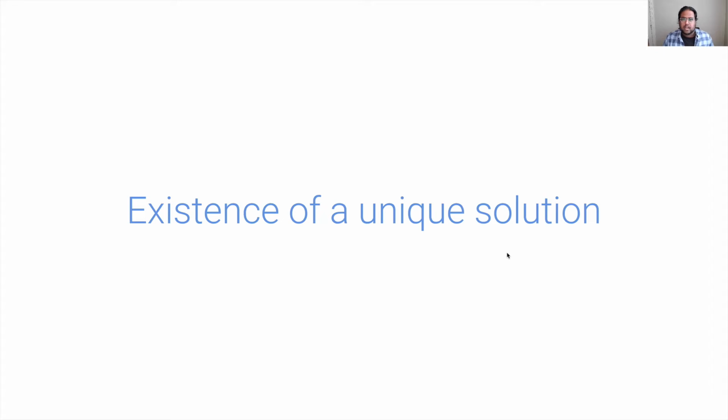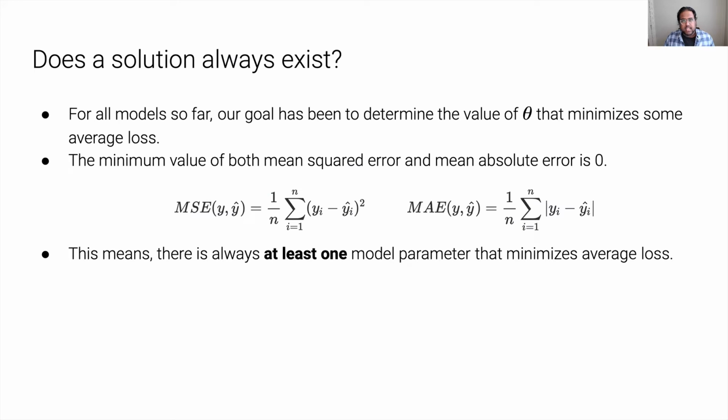In this last video, we will explore the conditions in which there exists a unique solution for our optimal model parameter, theta. But let's take a step back for a second. Let's consider the modeling problem in general, where we have some model and we are trying to determine the value of theta that minimizes average loss across our data set. And, of course, that value of theta is our optimal model parameter.